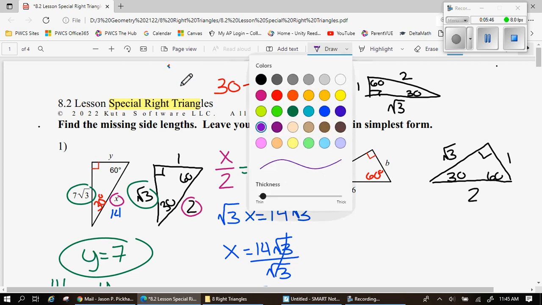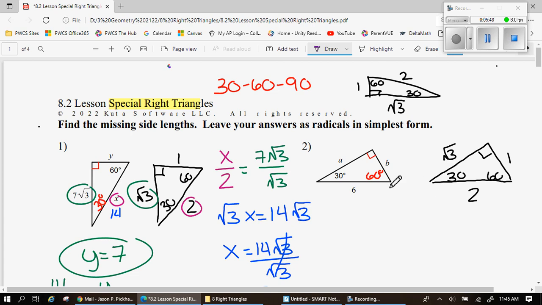And then I can set up and solve a proportion. So if I want to find A, A is related to root 3, so I'm going to write A over root 3. And then I want to write another fraction with 6. I don't want to use B because I already have a variable, so I'm going to say 6 goes with 2.